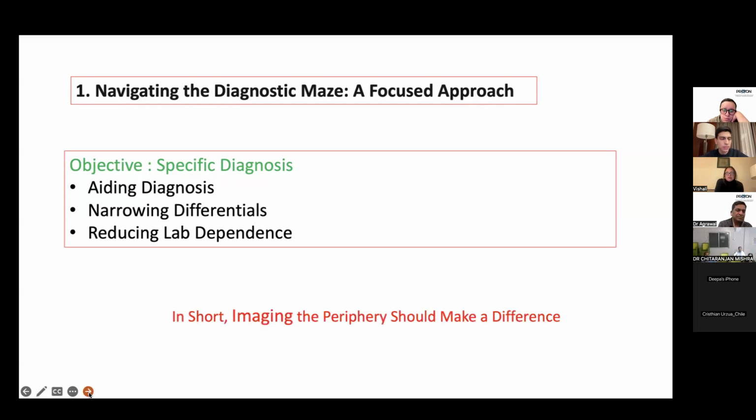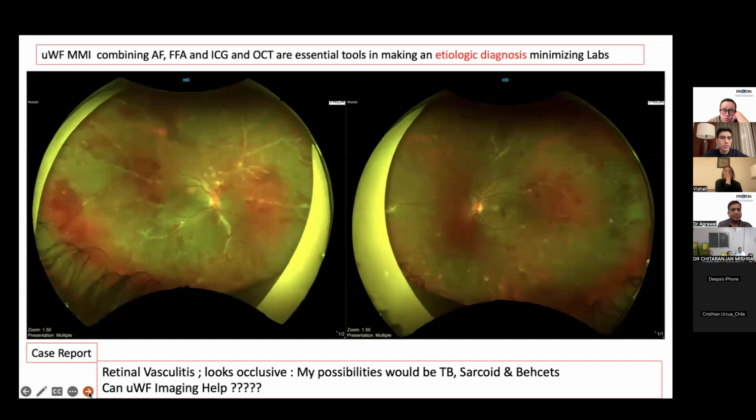In short, when we are doing imaging, and especially when we are talking about ultra-wide field, it should make a difference. It's not just for fun that you are seeing a lattice clinically and then you do OCT through that lattice and it shows something. To me, that doesn't make a difference. So if we are doing it for uveitis, does it make a difference?